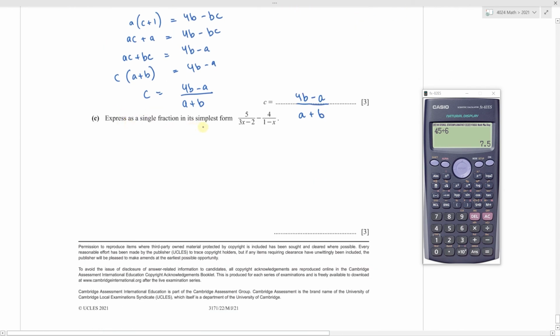Expressed as a single fraction in its simplest form. So let's take the LCM. Your LCM will be the product of the two denominators, 3x minus 2, 1 minus x. So this 5 will be multiplied by 1 minus x, minus 4 will be multiplied by the other denominator, 3x minus 2. So let's open the bracket. I will have 5 minus 5x minus 12x. Minus and minus becomes plus, 4 twos are 8. And the denominator as it is.